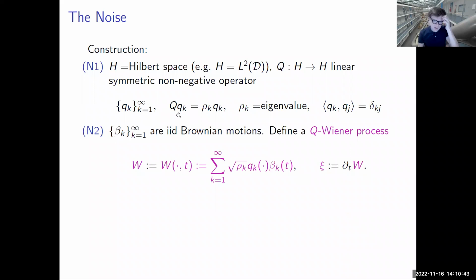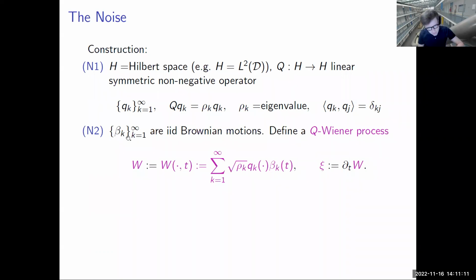So my base construction for the noise will use a Hilbert space. You can think of this, for example, as L2 over your spatial domain. And then you take an operator Q on this Hilbert space, which is linear, symmetric, non-negative. And then I will use its eigen decomposition. So I will assume that it has eigenvalues rho k and eigenfunctions qk that are orthogonal in this Hilbert space inner product.